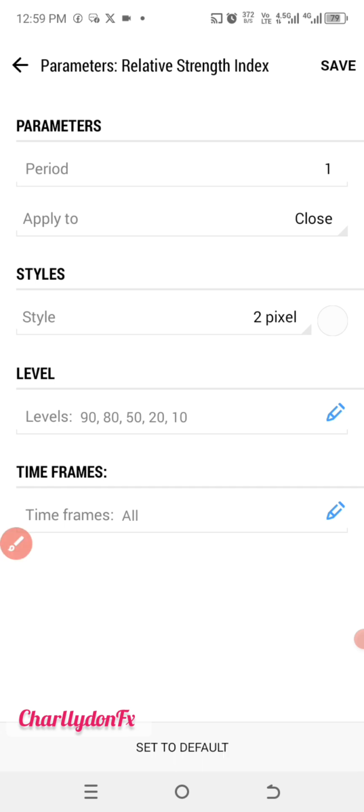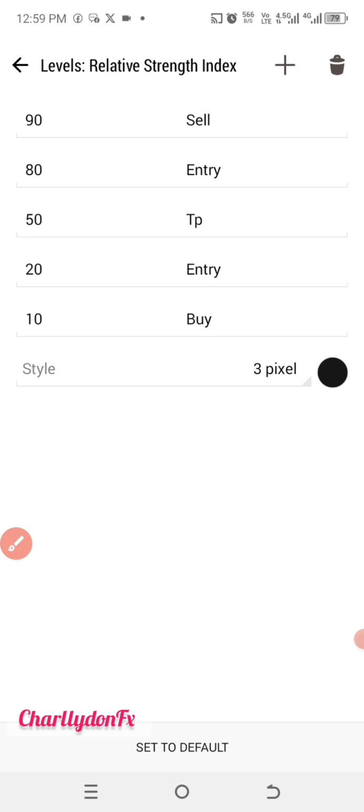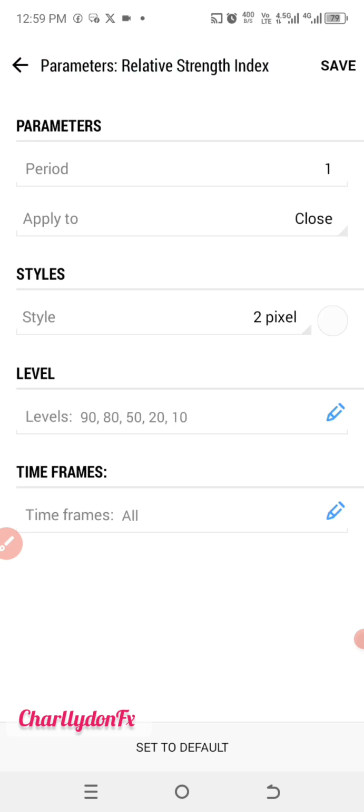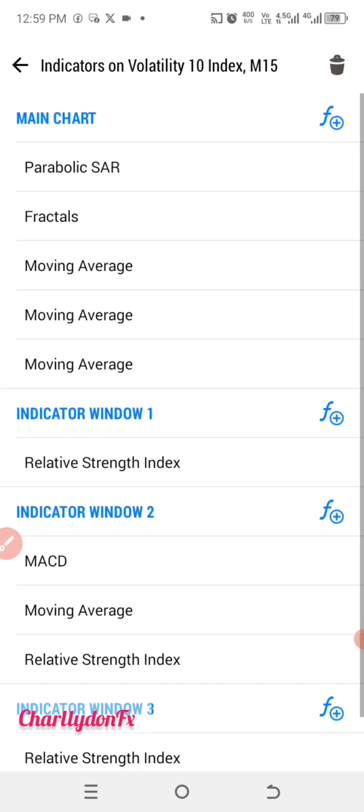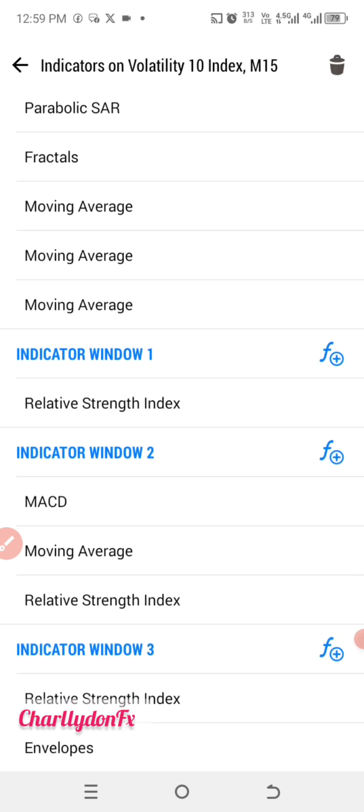Okay, our levels. We have a level 90, which is 80 entry, 50 TP, 20 entry, and we have a 10 as buy. And you choose the color of your choice, guys. So that's it, guys. We have the least but not the last.